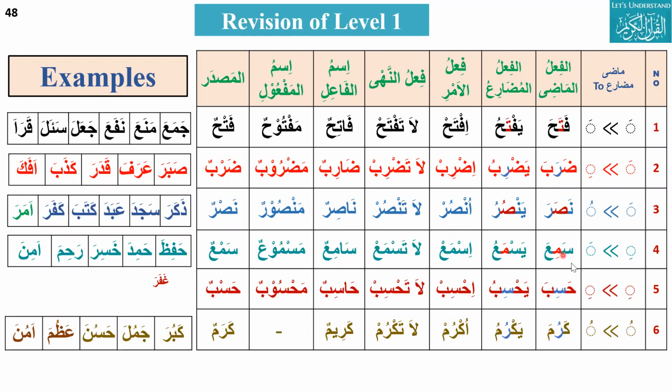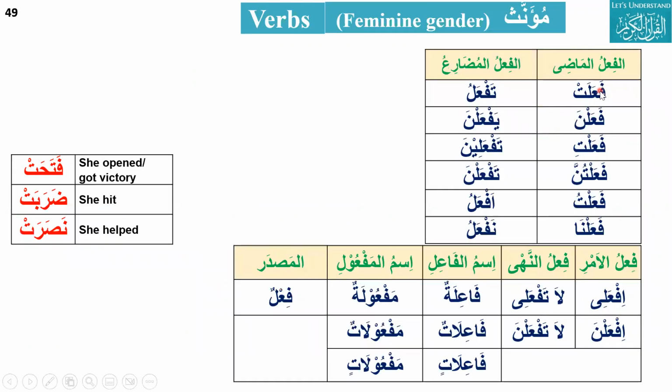Then Bab Samia, Samia Yasma'u, Kasra Fatha. Bab Hasiba, Hasiba Yahsibu, Kasra Kasra or Zir Zir. And then Bab Karuma, Karuma Yakrumu, Pesh Pesh, or Damma Damma. So those are the 6 chapters. And then we have discussed the feminine, that it's very easy how you make the feminine.